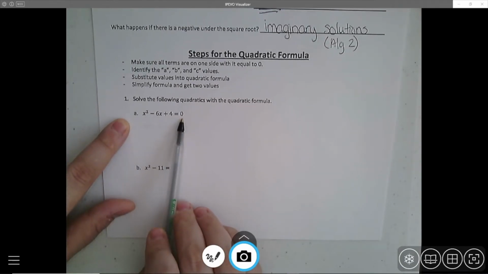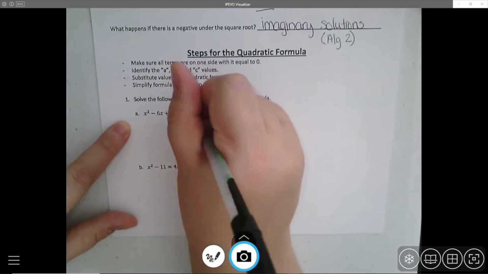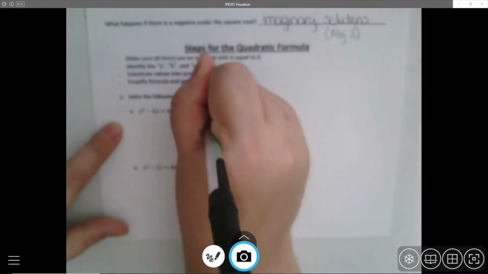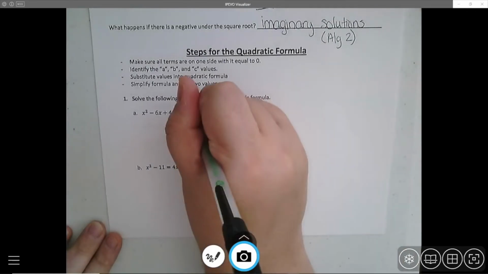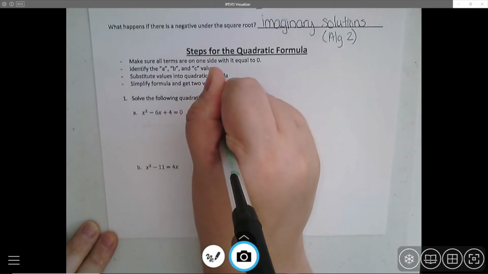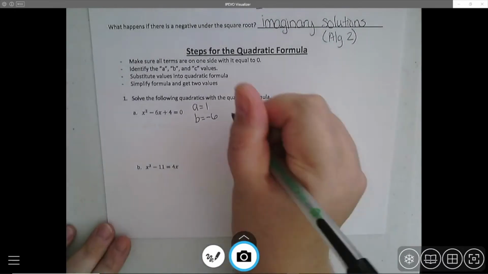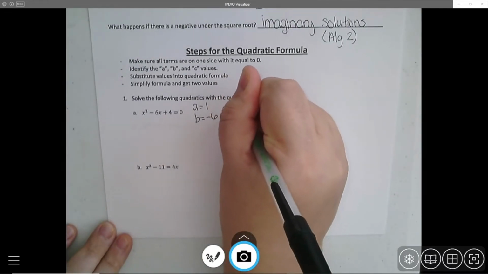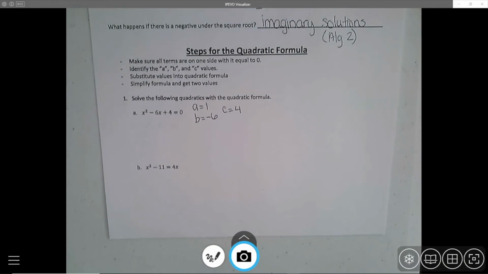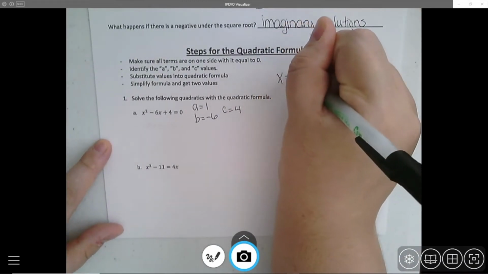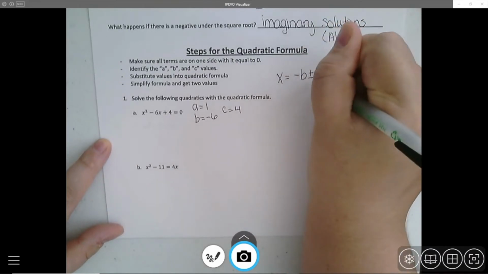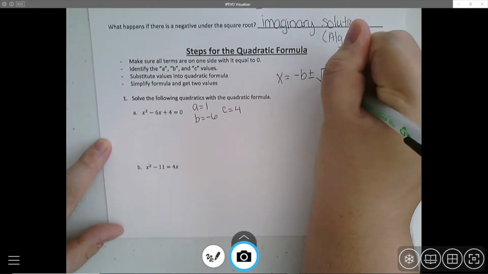First off, it is set equal to 0, so now I can identify A, B, and C. A is what's in front of x squared. If there's nothing there, remember it's a 1. B is what's in front of your x, which in this case is -6. C is the constant, or the number at the end, which is 4. So now, I'm going to put the quadratic formula here, also at the top as a reminder.